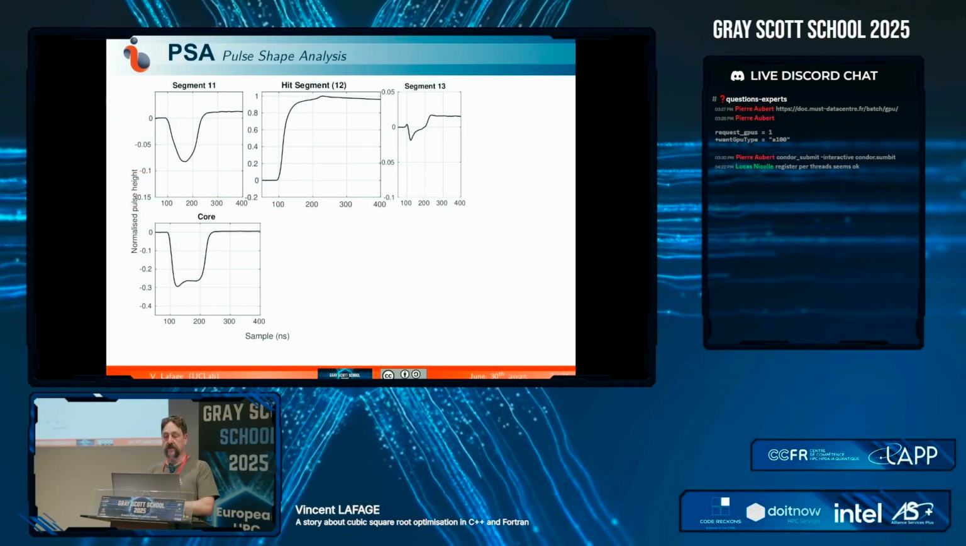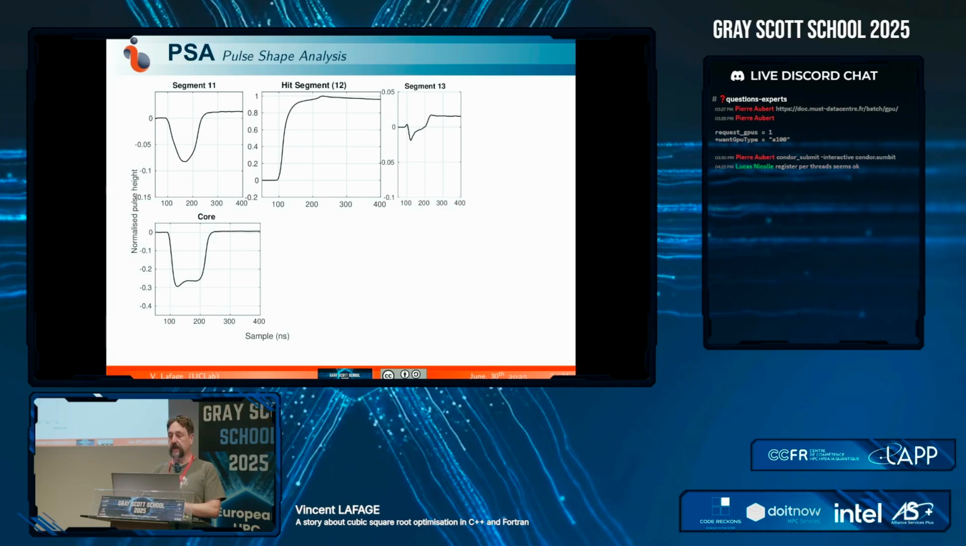So once more, I will tell you tonight about computation, and particularly square root optimization in C or Fortran, not C++. If it were in C++, I would have been lucky to use EVE, but I started this optimization with the help of Pierre a long time ago.